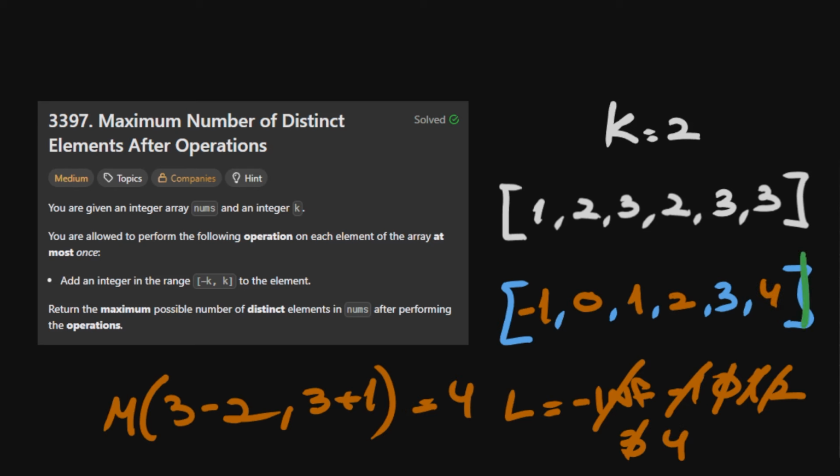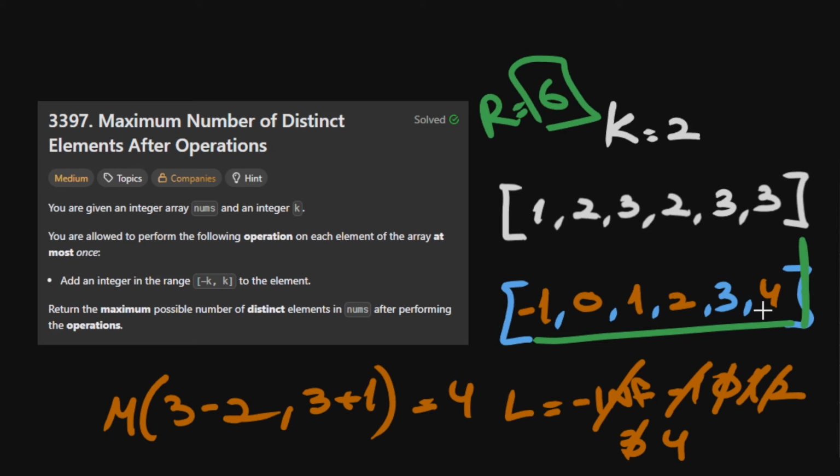Now we reach the end of the array, and given that we have 6 unique elements, we can return 6. And we can store unique elements in a set or just with an integer.